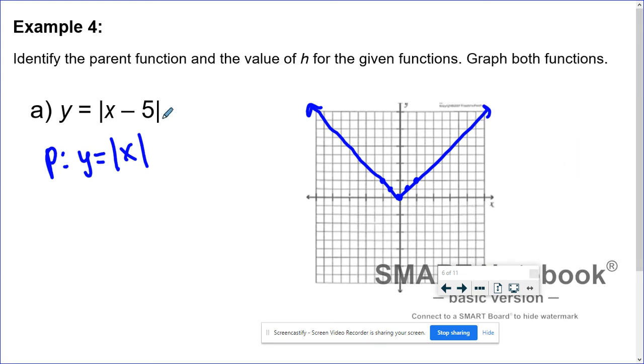What effect is that minus 5 going to have? Well, based on the rule that we just talked about, that minus 5 is going to shift it right 5. So every one of these blue points, I'm going to move it right 1, 2, 3, 4, 5. And then I draw my lines. Notice how it's the exact same shape. Shift it to the right 5.